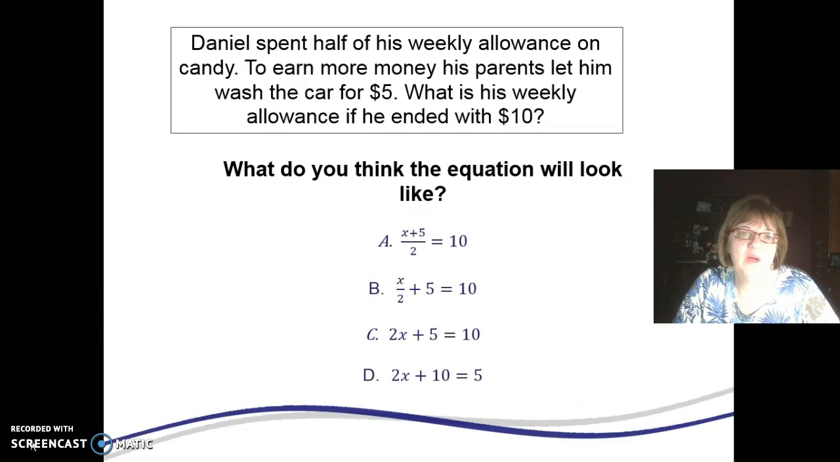So let's take a look at a word problem together, and I'm going to let you go ahead and try and figure out the equation for this one. Just do your best. See which one of those makes sense.